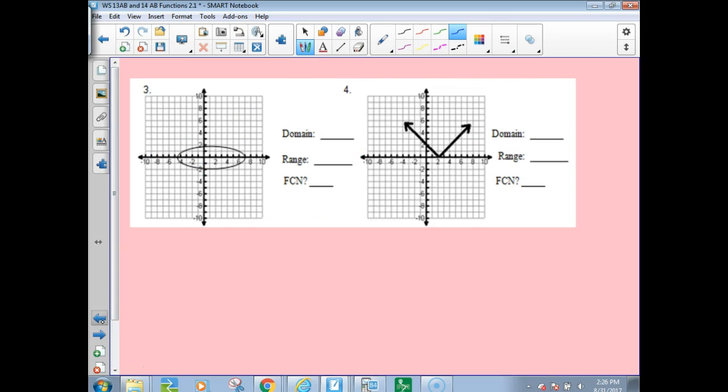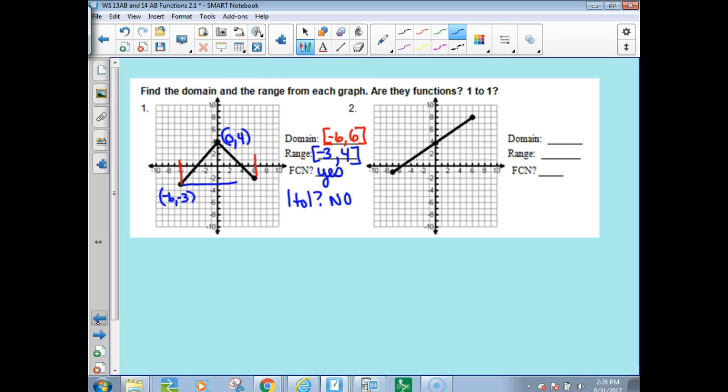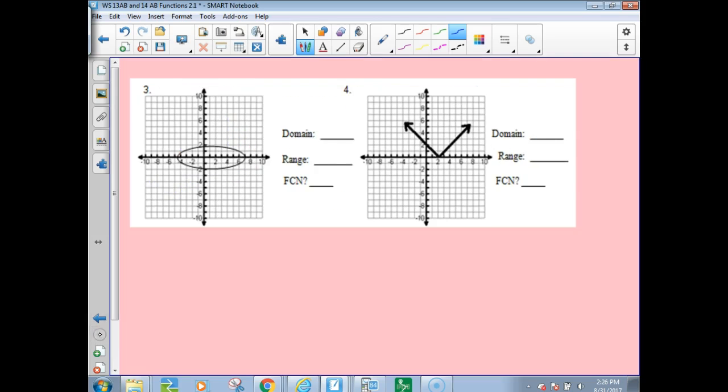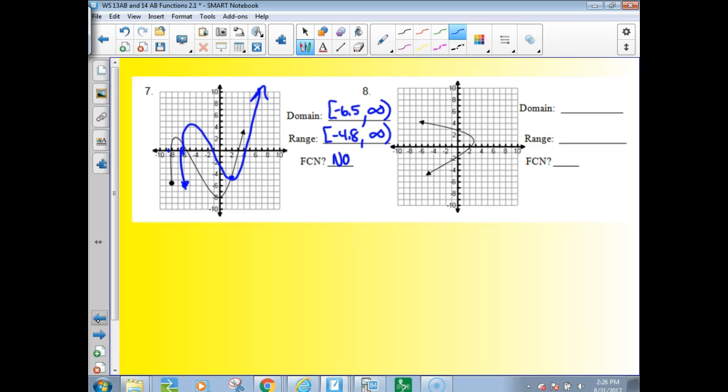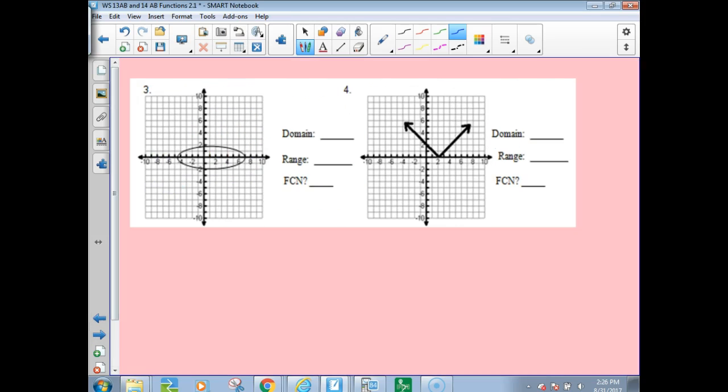Is number 6 a function? Where is number 6? What happened to my number 6 page? Well, poo. I must have deleted it by accident. All right, so I'll tell you. Is number 6 a function? Yes. It does pass the horizontal and the vertical line tests, so it's 1-to-1 also.